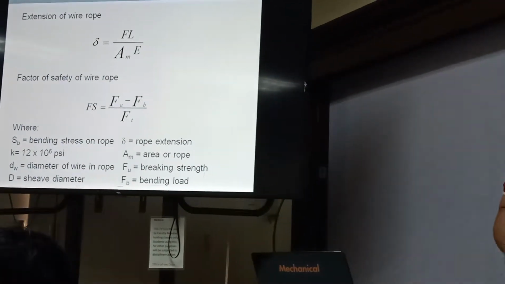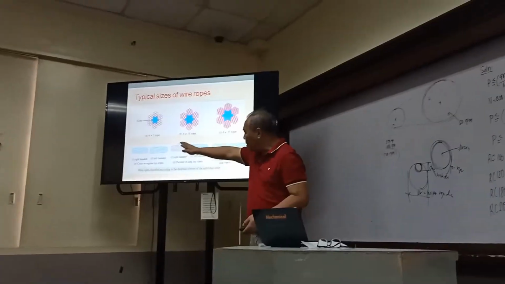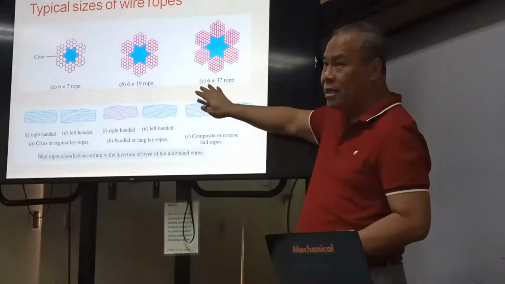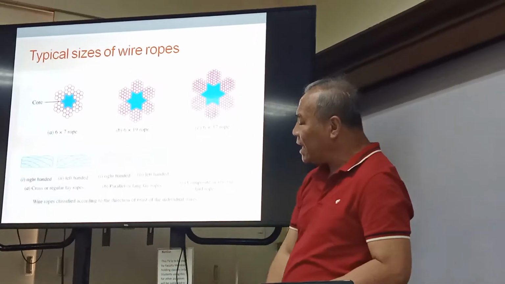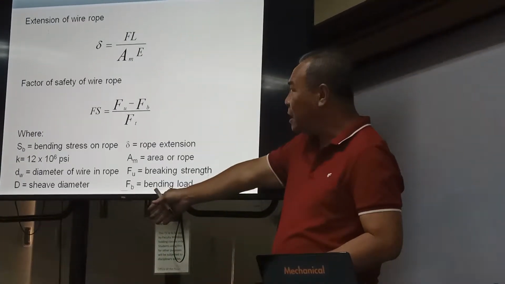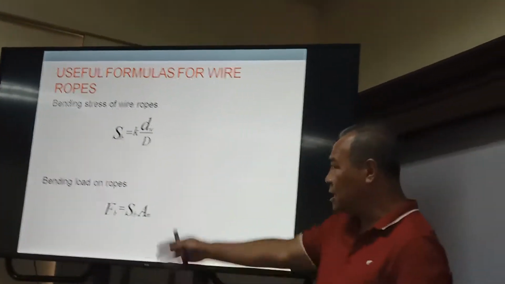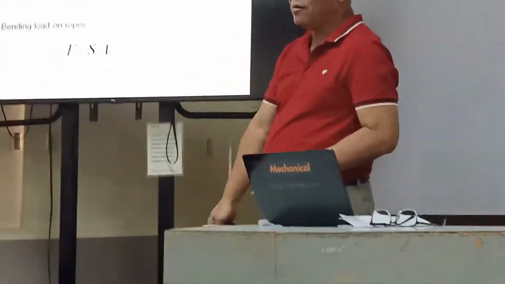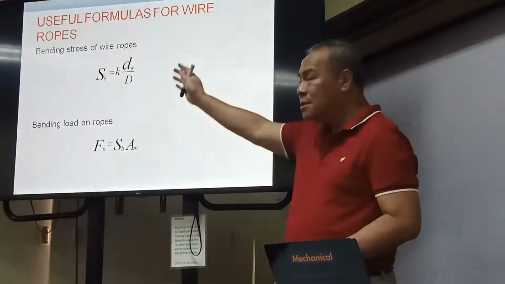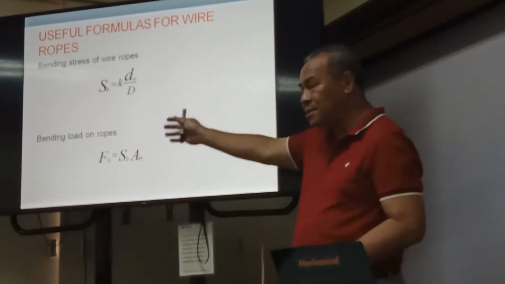Because for each size of wire, yung type na 6x7, 6x19, 6x37, o yung 8x19, ang ginagamit na equation for the design will all be the same as this one. Pare-pareho yan. Palagay natin, ang wire rope ko ay 6 by 7, ito ang gagamitin na equation. Ang wire rope ko ay 6 by 37, same equation. If my wire rope is 8 by 19, same equation.